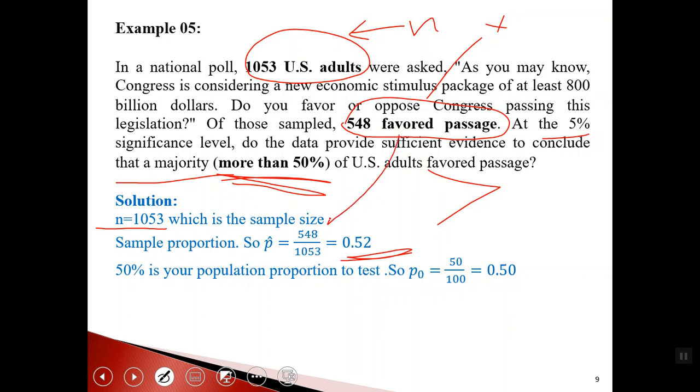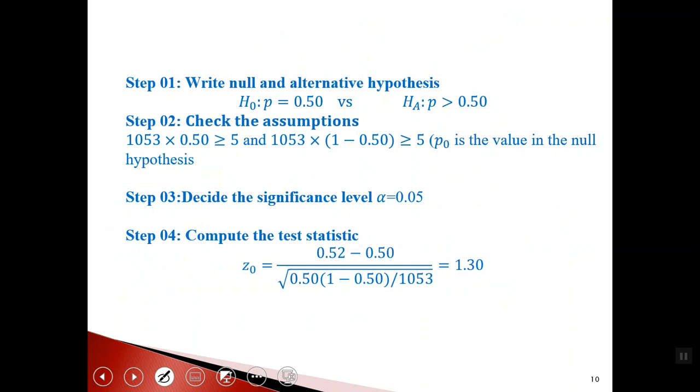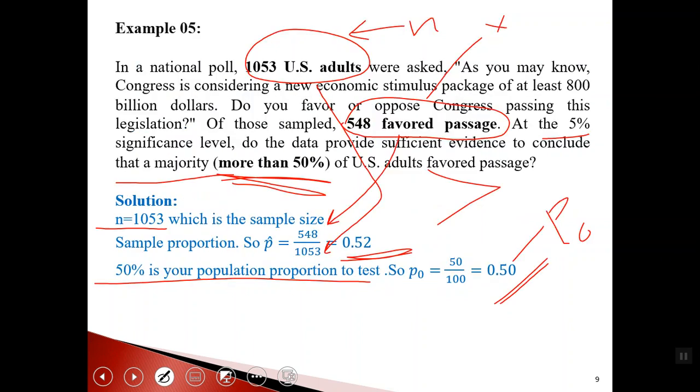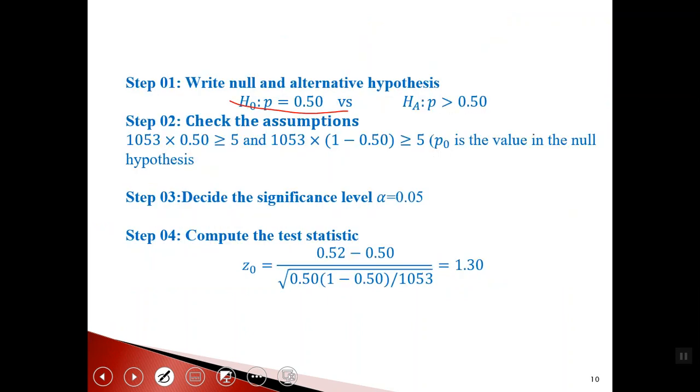Okay, this value here and this value here. Then what? More than 50%. So 50% is the population proportion. They need to check the majority, more than 50%, which means 0.5. So this is your p naught. Write the null hypothesis and alternative hypothesis. Null hypothesis: p equals p naught. P naught is 0.5. Is that correct? Yeah, p naught is 0.5.